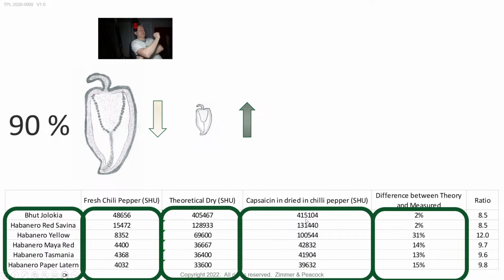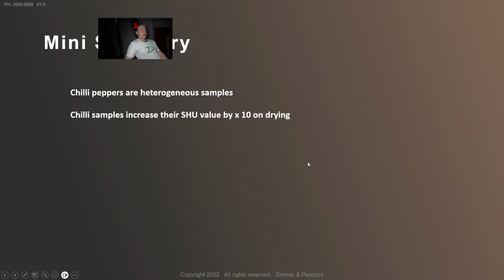So what that says is that the approximate rule of thumb, and I should have written this down, is that your capsaicin goes up. If I look at all these ratios, 8.5, 8.5, 12, 9.7, 9.6, 9.8, the rule of thumb is that your capsaicin concentration goes up by 10x when you go from the fresh chili pepper to the dried chili pepper, and that's very much in line with the water loss. So it's the water loss that drives up the capsaicin, because essentially you're packing more capsaicin into a smaller volume. So just to do a mini summary.